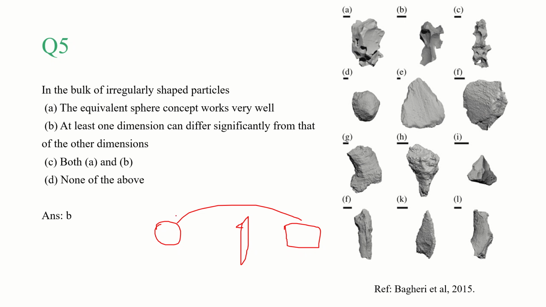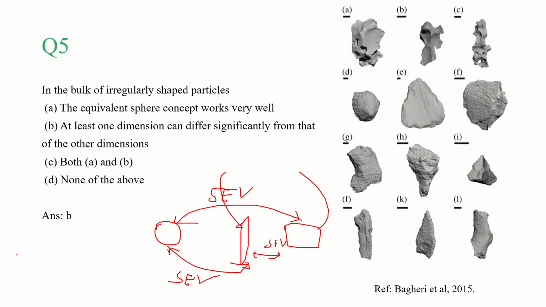Consider this and this have the same equivalent volume, and this also has the same equivalent volume. This also in turn has the same equivalent volume, but that is not our concern. So does that mean that this particle and this particle are the same? They are not the same, right? So this equivalent sphere concept does not work well in the bulk of irregularly shaped particles.